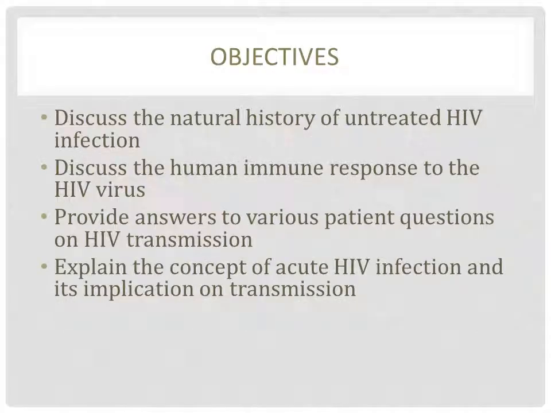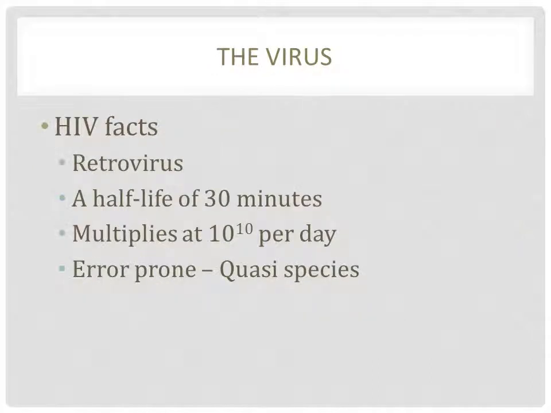So here we'll be talking about the natural history of untreated HIV. We will discuss a little bit about the human immune response, and then we will learn how to provide answers to patients when they ask us about HIV transmission. And believe it or not, they come with so many questions. And also we are going to begin to talk about acute HIV infection and what that means to us as practitioners or as pharmacists. So let's start.